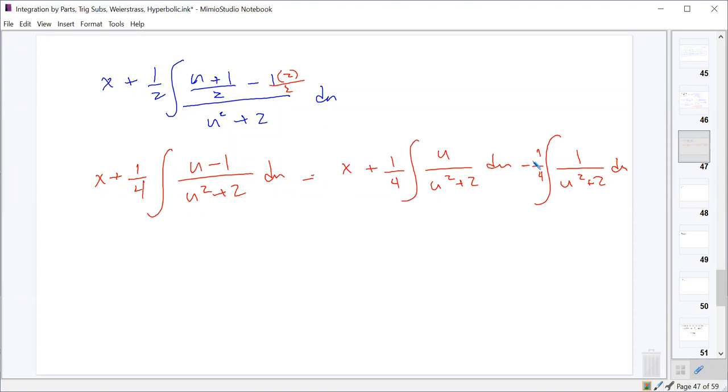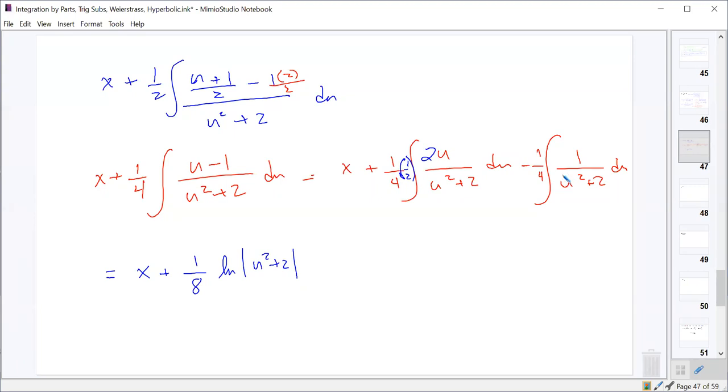Yeah. All right. How do I deal with the first one? U sub. The u sub, so can't do a u, we can do a v. Let's say v equals u squared plus 2. So dv would be 2u du, so we'd have to put in a 2 and a 1/2 there. So we're going to get x plus 1/8 natural log absolute value u squared plus 2.